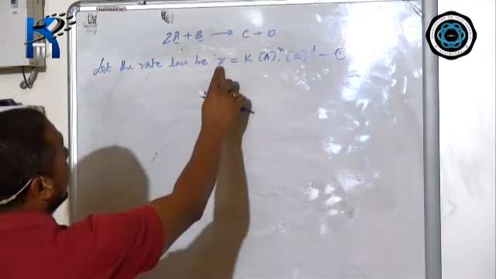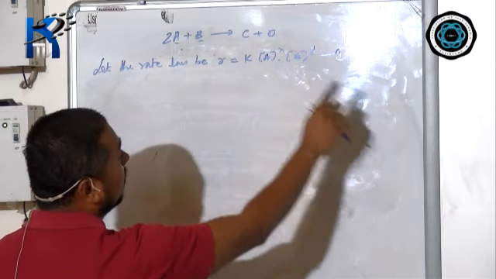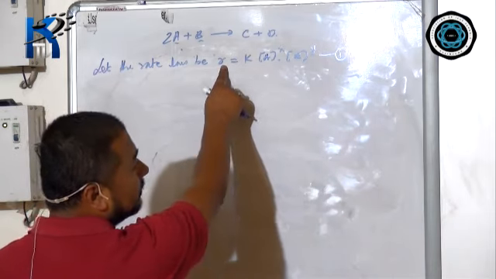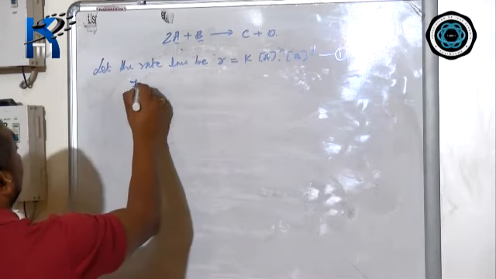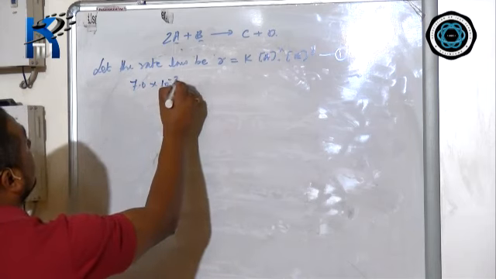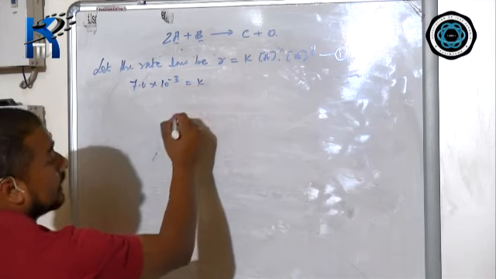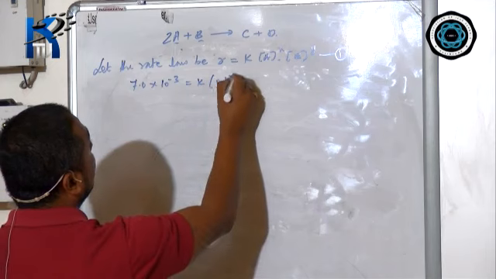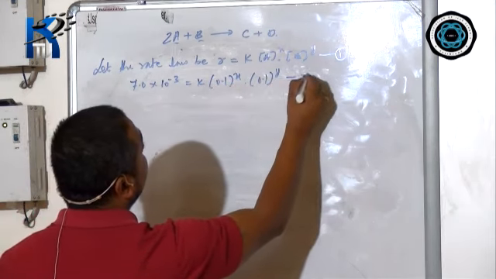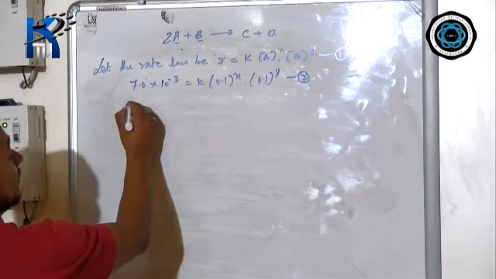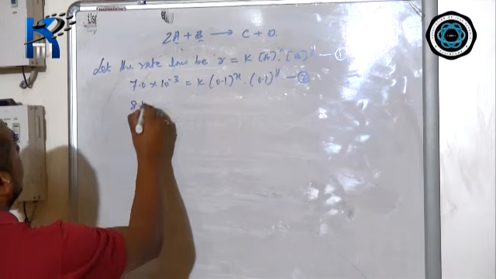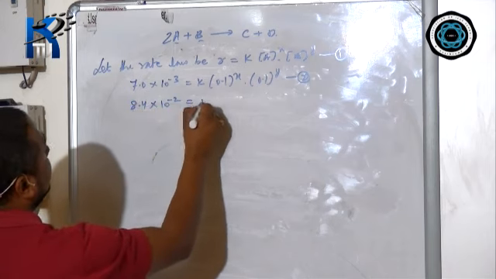Now you are going to put the values of R, A and B of all the experiments one by one in this equation. So let us put in the first one. The value of R for the first one is 7.0 into 10 to the power minus 3. K is K. The value of A is 0.1 and the value of B is also 0.1. Let it be equation 2. Similarly, for experiment 2, the value of rate is given as 8.4 into 10 to the power minus 2 is equal to K.